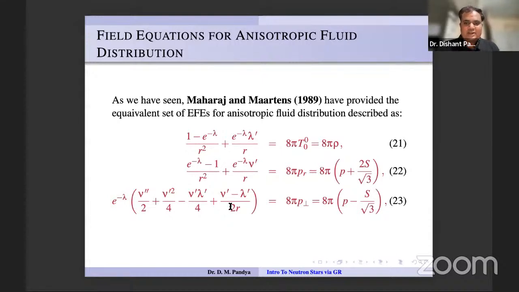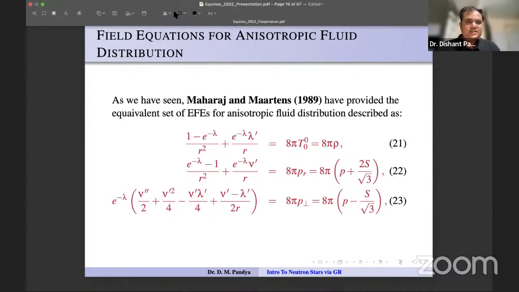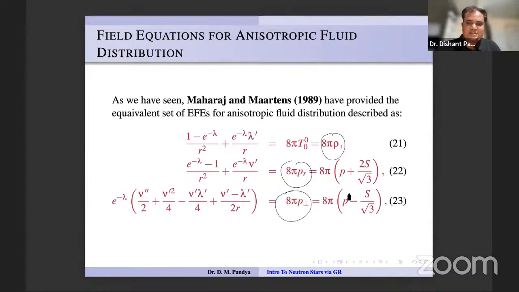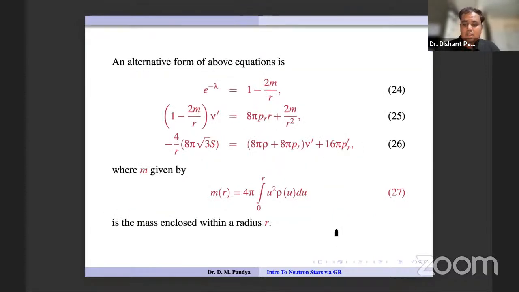So you can see here that this is the density expression, this is the radial pressure expression, and this is the transverse pressure expression. And once you have your metric readily available, you can always calculate these second order differential equations and all these three equations. Now you can try to solve this one. Basically you have more variables and a smaller number of equations.